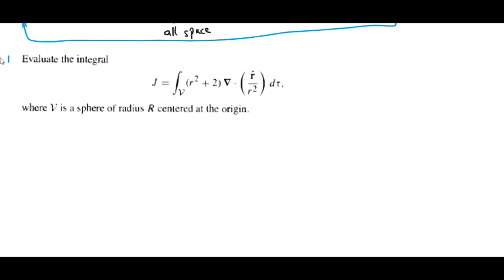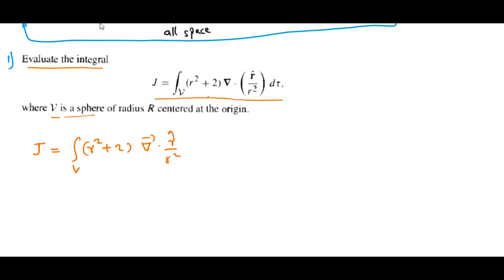This is the first problem in the three-dimensional delta function. Evaluate the integral J, which is the whole space integral, where the whole space is a sphere, of (r squared plus 2) times the divergence of r cap by r squared, d tau. I copy this question here. J is equal to the integral over the sphere of (r squared plus 2) del dot (r cap by r squared) d tau. The sphere has a radius R that is given in the question.